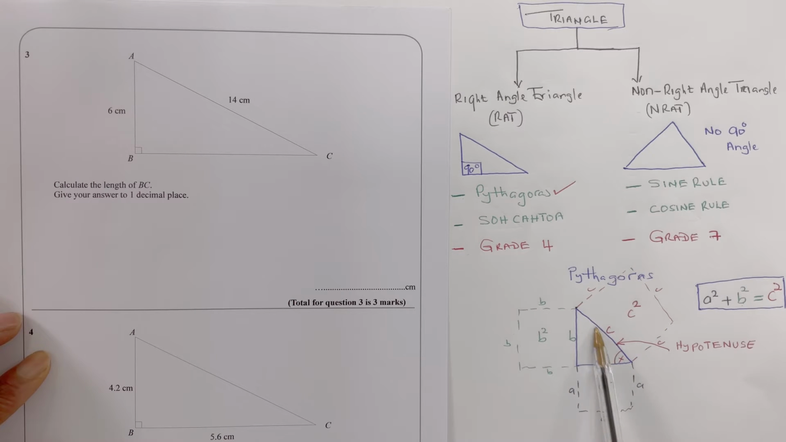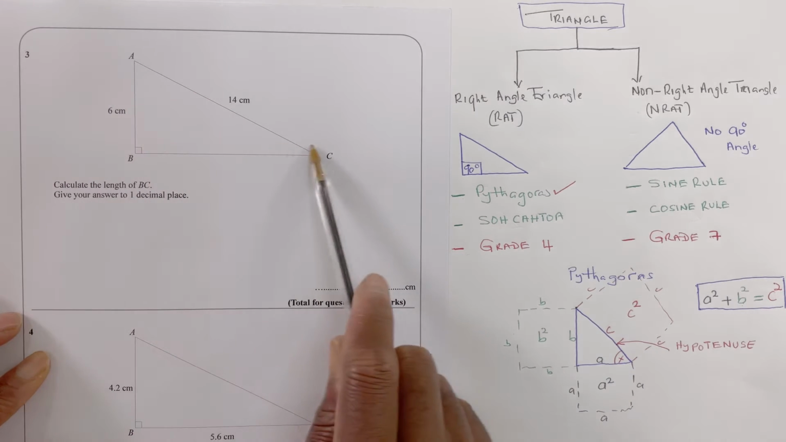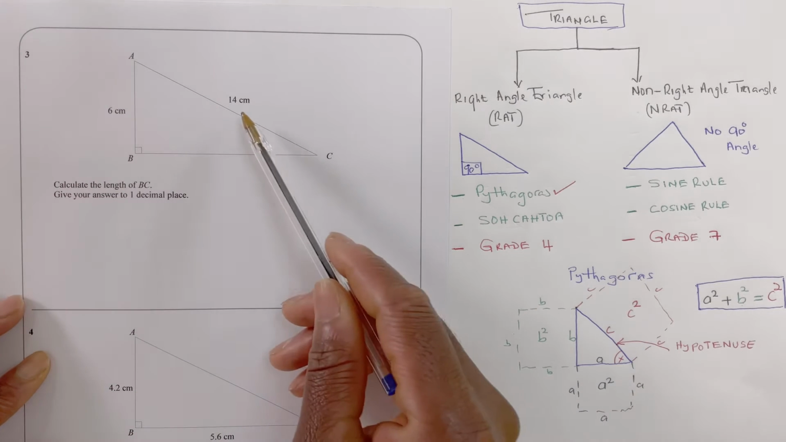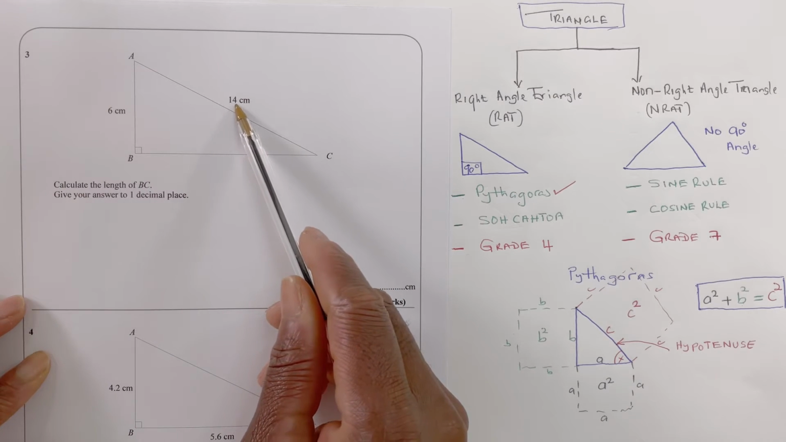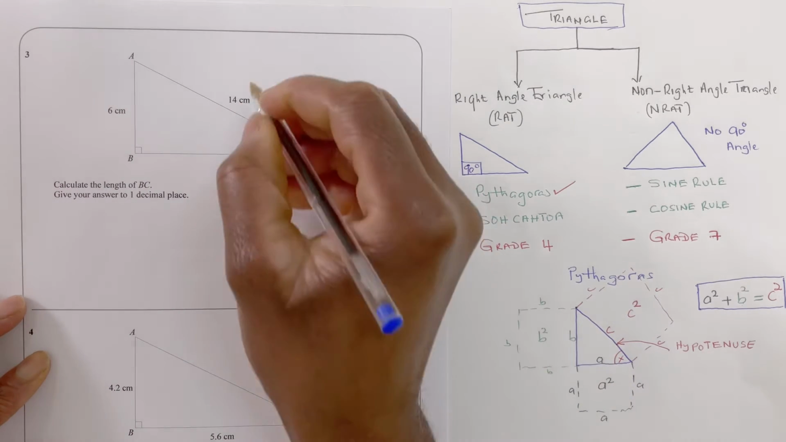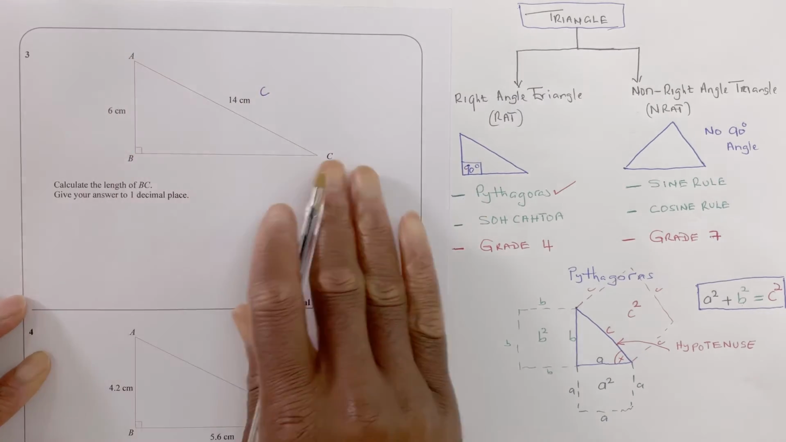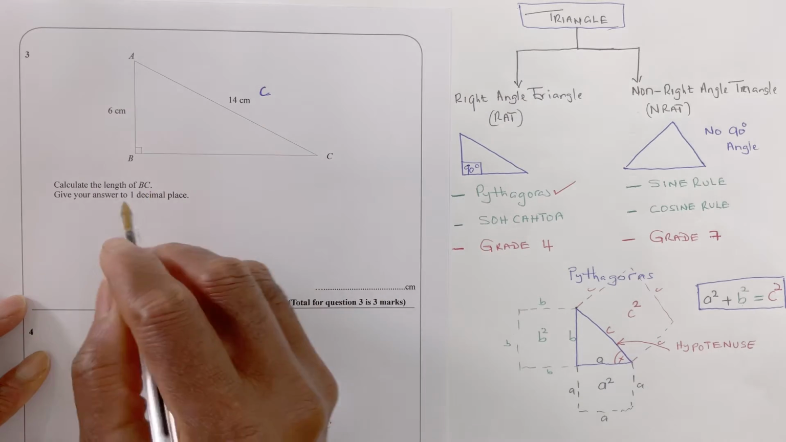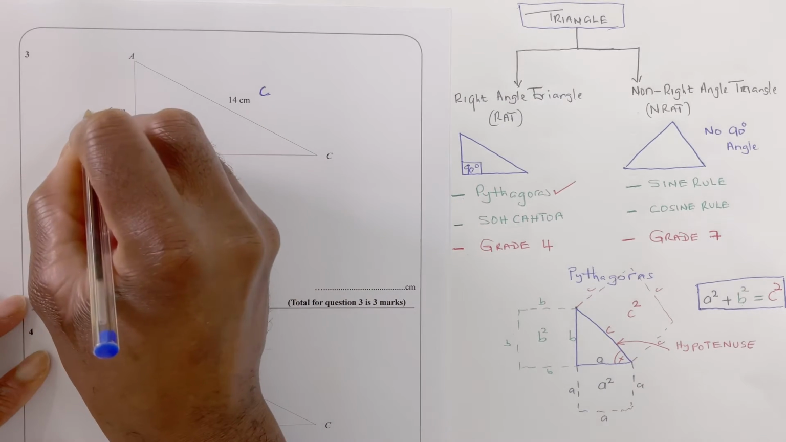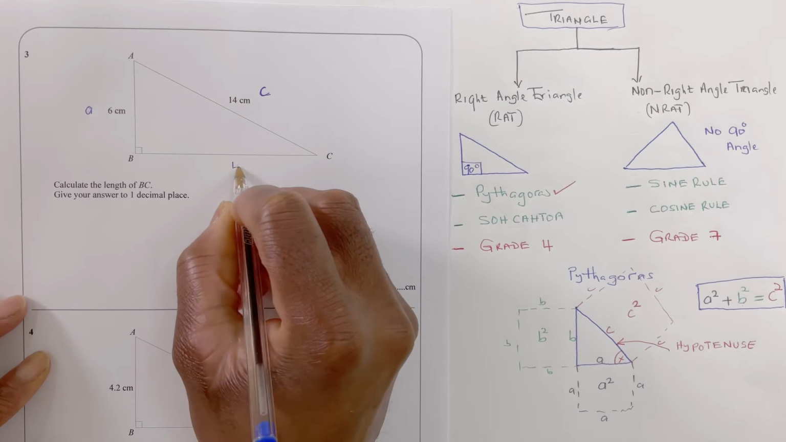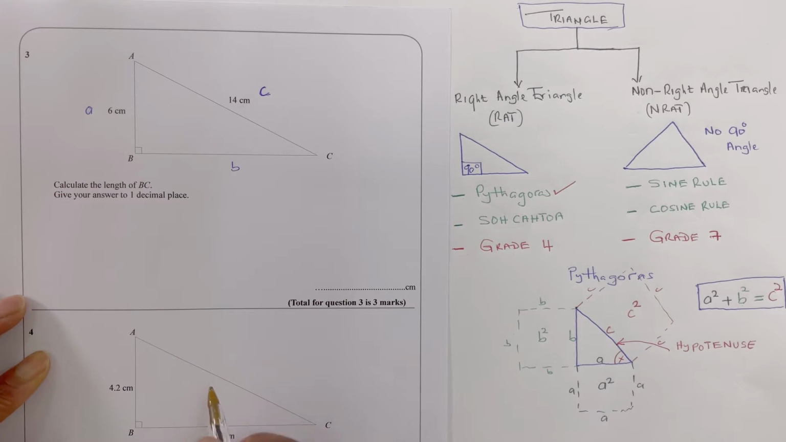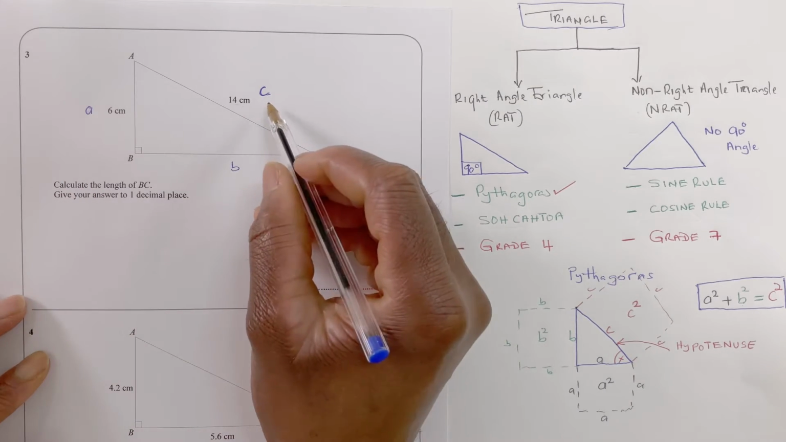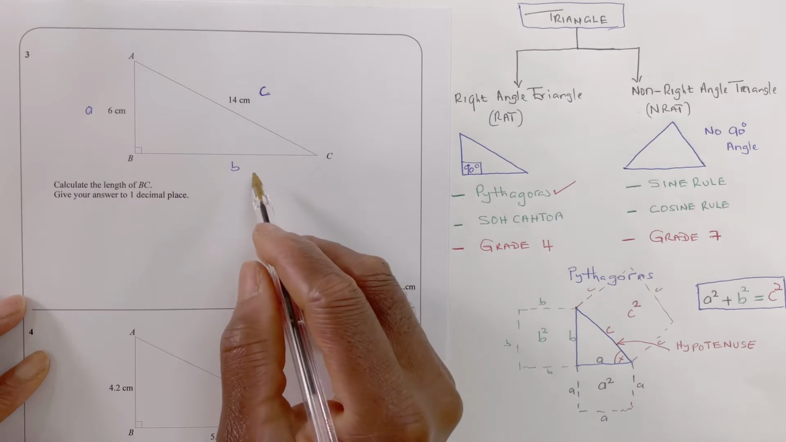C is the longest side of the triangle, and we call the longest side the hypotenuse. So the longest side here is going to be 14. So I can call that side C. Ignore all this labeling there so you don't get confused. So that's C. Now you can call this side A if you like, and that side B. You could call that A or B, it doesn't matter, so long as you identify the longest side. And the longest side is C.